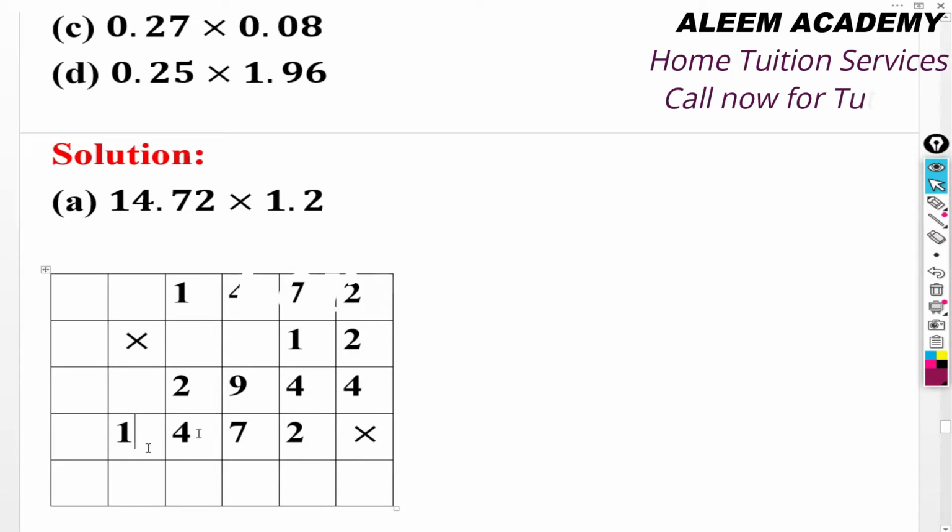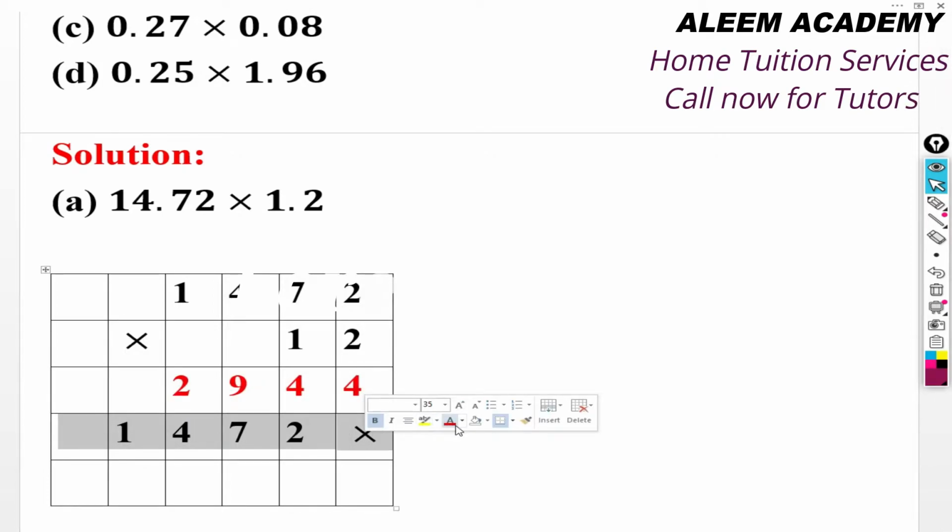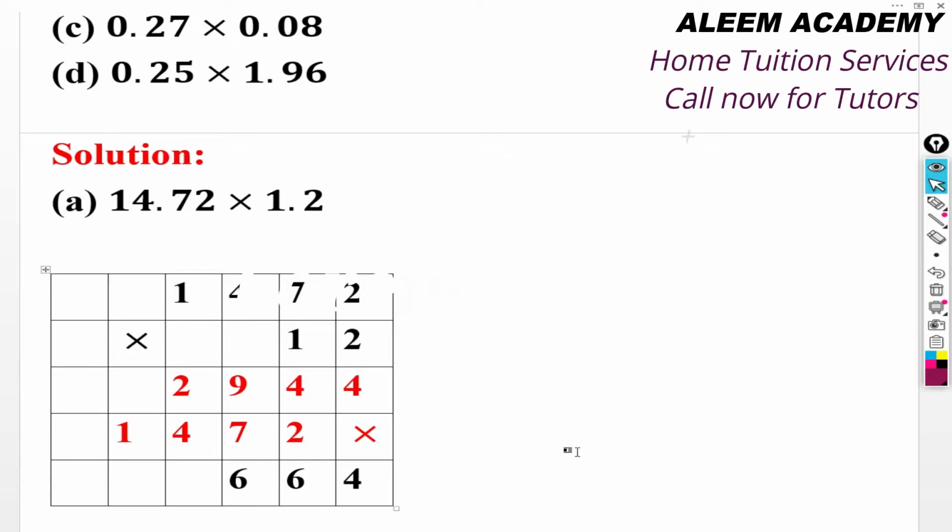Now we have to add these two numbers. By adding we get 4. Now 4 plus 2 is 6. Now 9 and 7 become 16. Instead of 16, we write 6 here. And now 4 plus 2 is 6, and 1 and 7, and then 1 comes as it is.